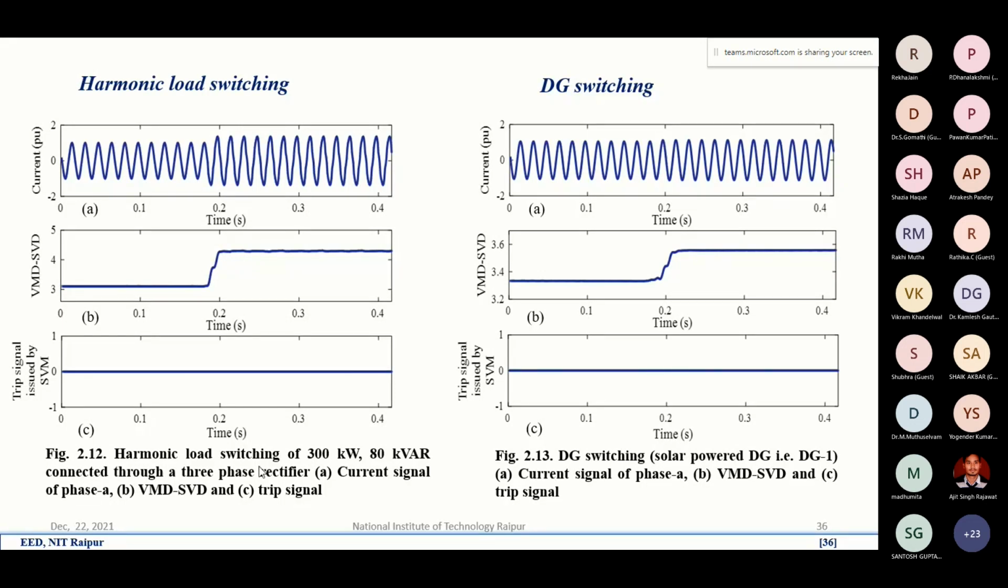Similarly here, if it is less than 5 per unit, no trip signal is issued. So DG switching or harmonic load switching are not affecting the performance of the proposed scheme. You can see the rating of the load that has been switched in. It is 300 kilowatt and 80 kilovolt ampere reactive, and the DG that has been switched in is DG1.